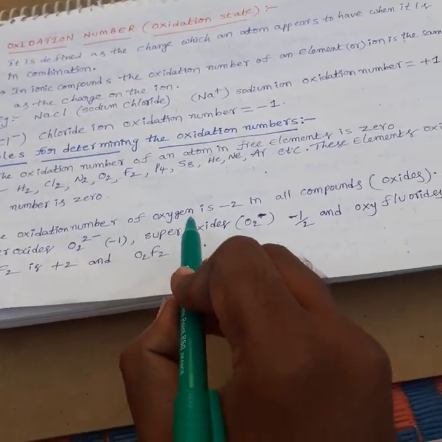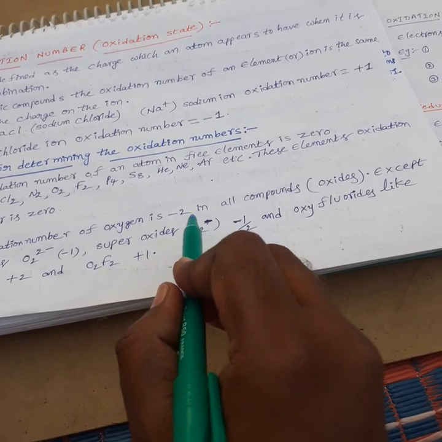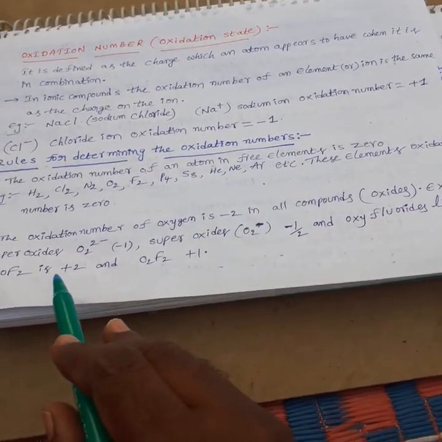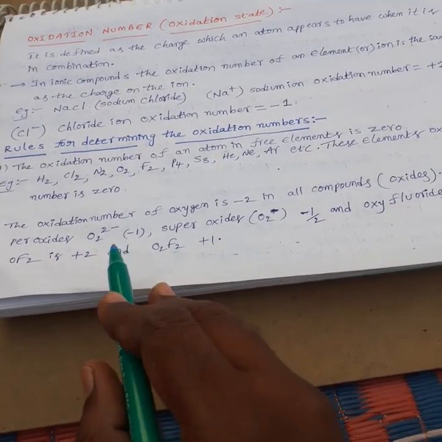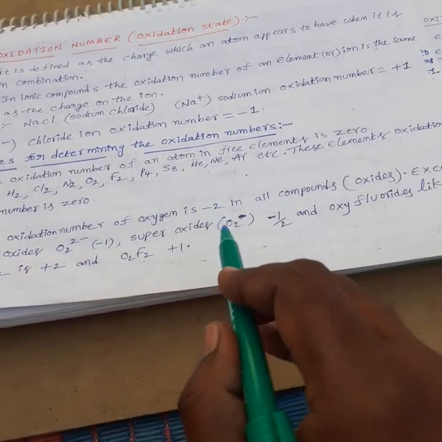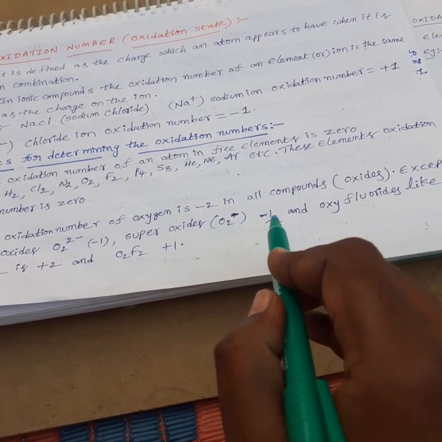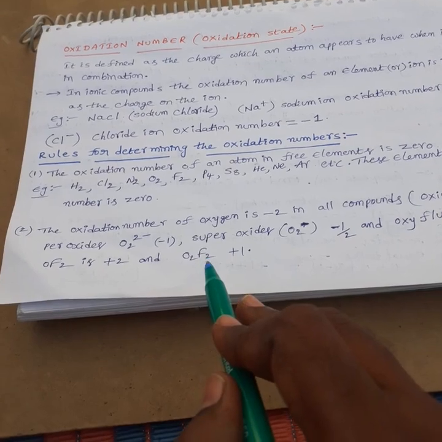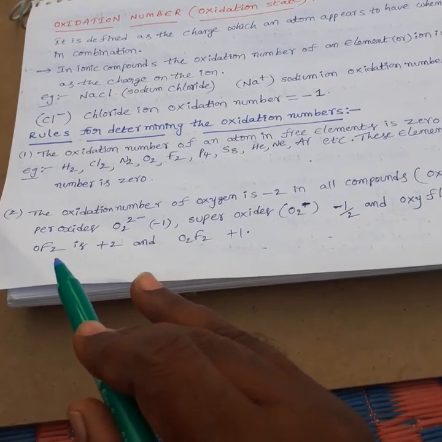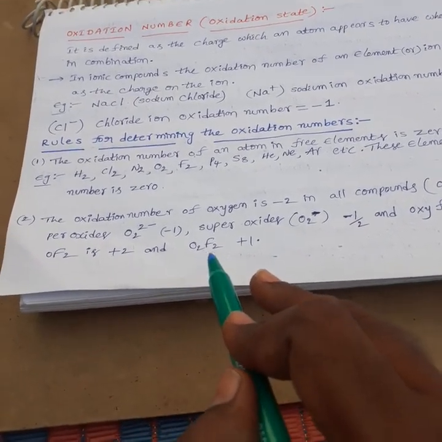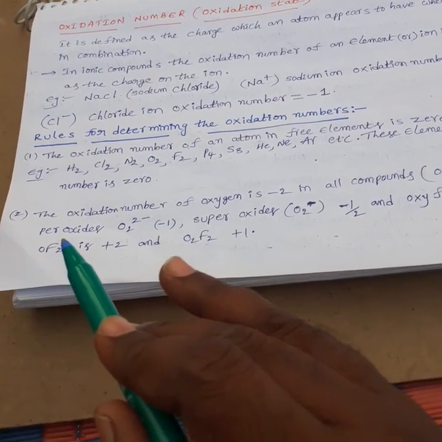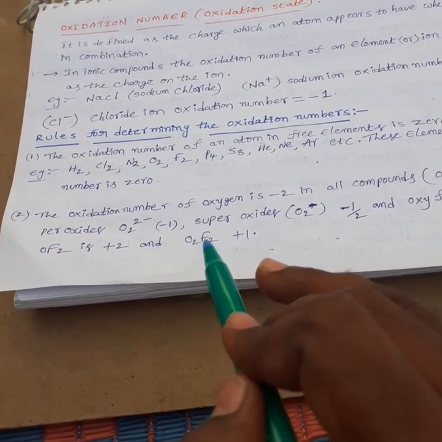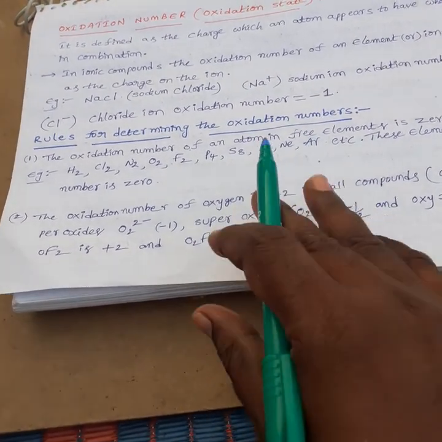And second one, the oxidation number of oxygen in the form of oxides in all compounds is -2, except peroxides, that is O2 2- ion, where it is -1; superoxide O2-, where it is -1/2; and oxyfluorides like oxygen difluoride and dioxygen difluoride. The oxygen oxidation number in OF2 is +2 and in O2F2 is +1.